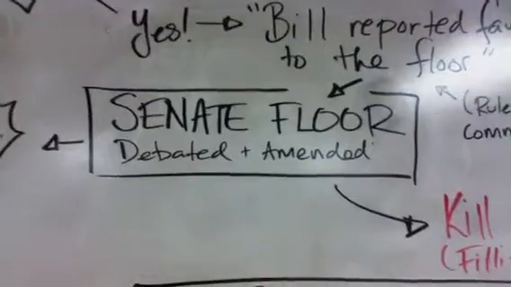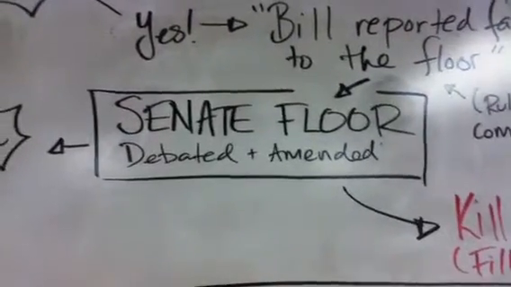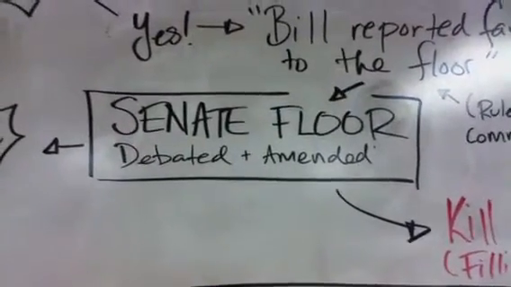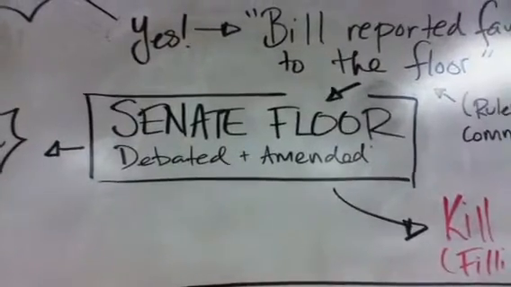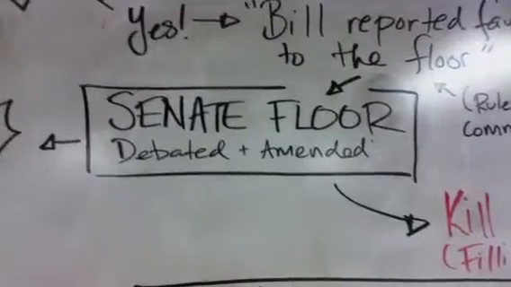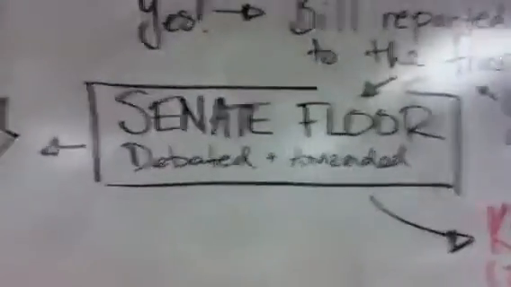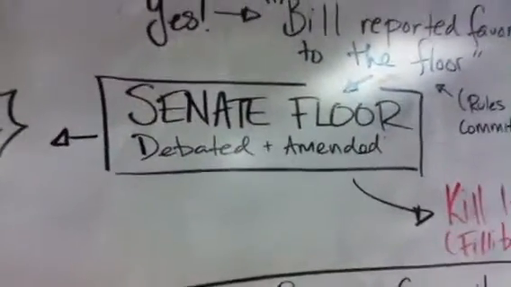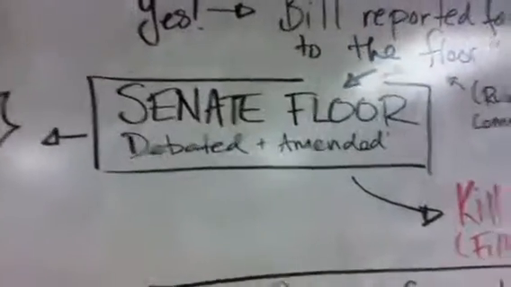In order not to kill that debate, you need what's called cloture. It's a 60% vote in the Senate. You need 60 votes to get cloture, and then you can override a filibuster. So let's just say that happens. Either the filibuster is overridden or there isn't one, which is generally the case.